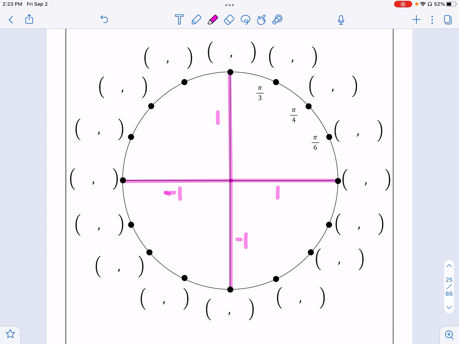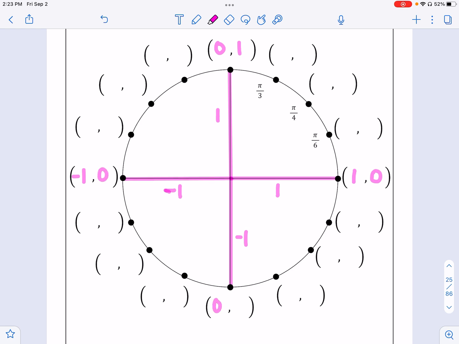So let's think about this on a unit circle. If we were to think of the points going around the circle as coordinates, then we know that this would be over 1, up 0. This point at the top would be over 0, up 1. The point on the far left would be over negative 1, up 0. And the point on the far bottom would be over 0, down 1. These are by far the most straightforward values on a unit circle.